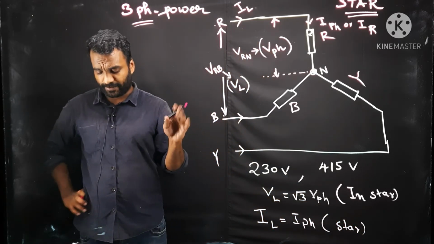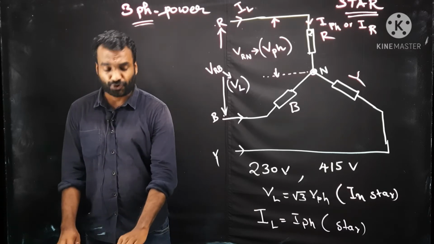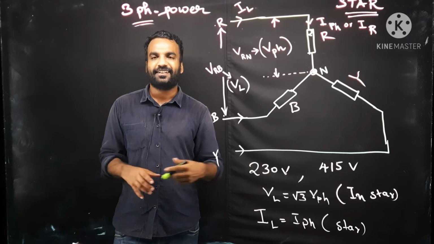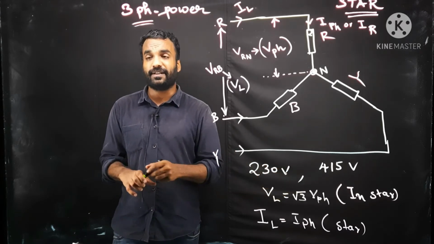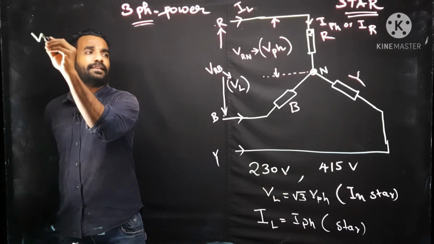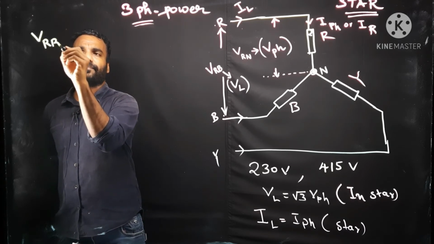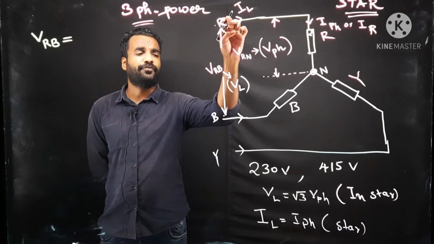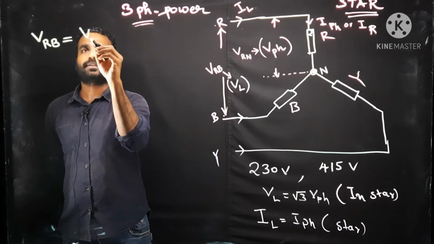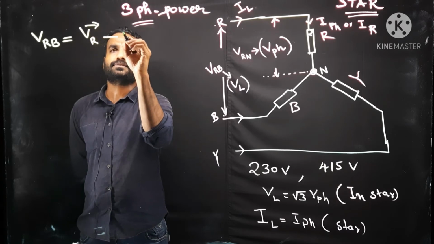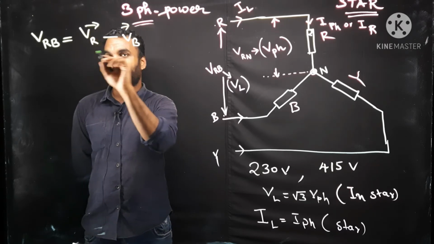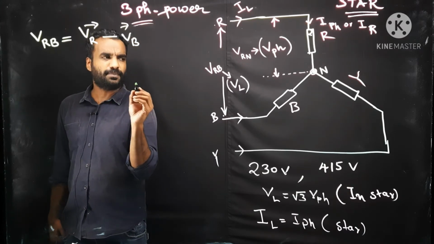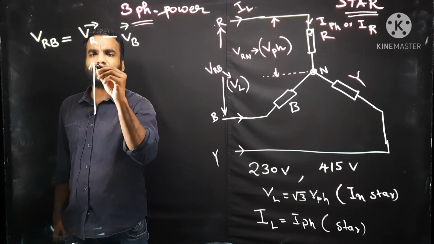Now let me do a fast exercise to show you what the phase voltage is and how the line voltage is bigger than the phase voltage. So line voltage is VRB, that is the potential difference between phase R and phase B. We can mark it as vector VR minus vector VB, the phase difference. That way I am taking this minus. So it is very simple. This is VR.